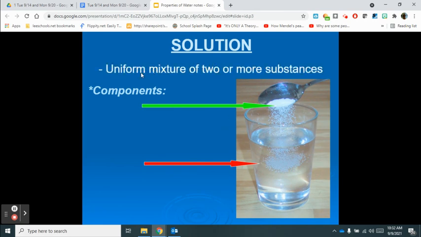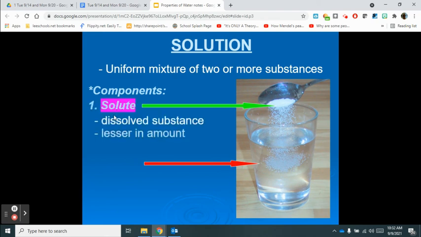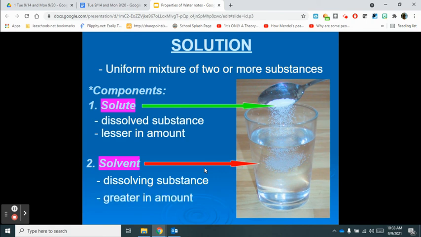A solution is a uniform mixture of 2 or more substances. They have a solute, which is the dissolved substance. It's in the lesser amount. So if we were doing this salt water here, the solute would be the salt because it's in the lesser amount. And the solvent would be the water. It's the substance that is dissolving, and it's in the greater amount.